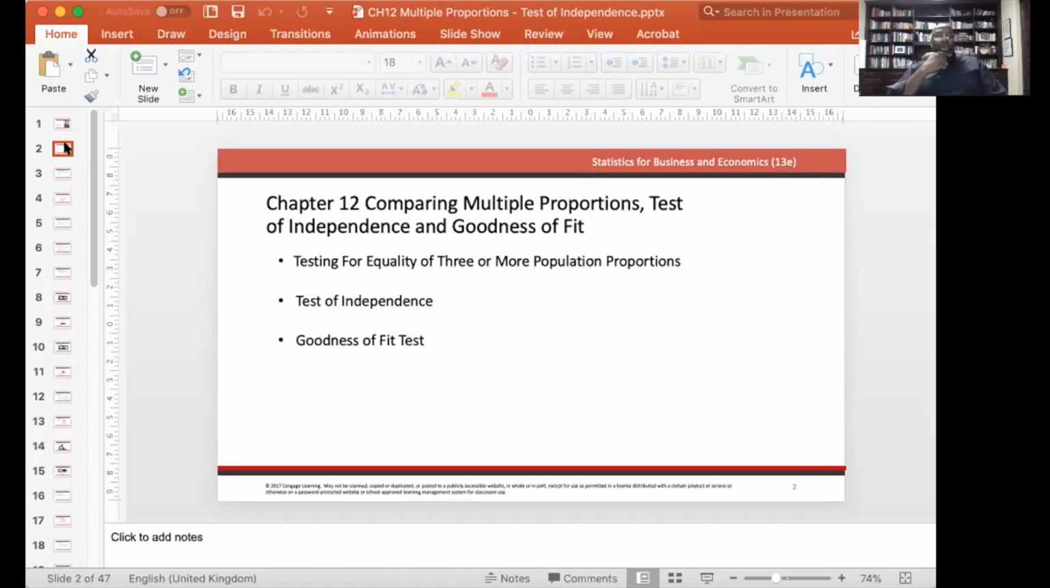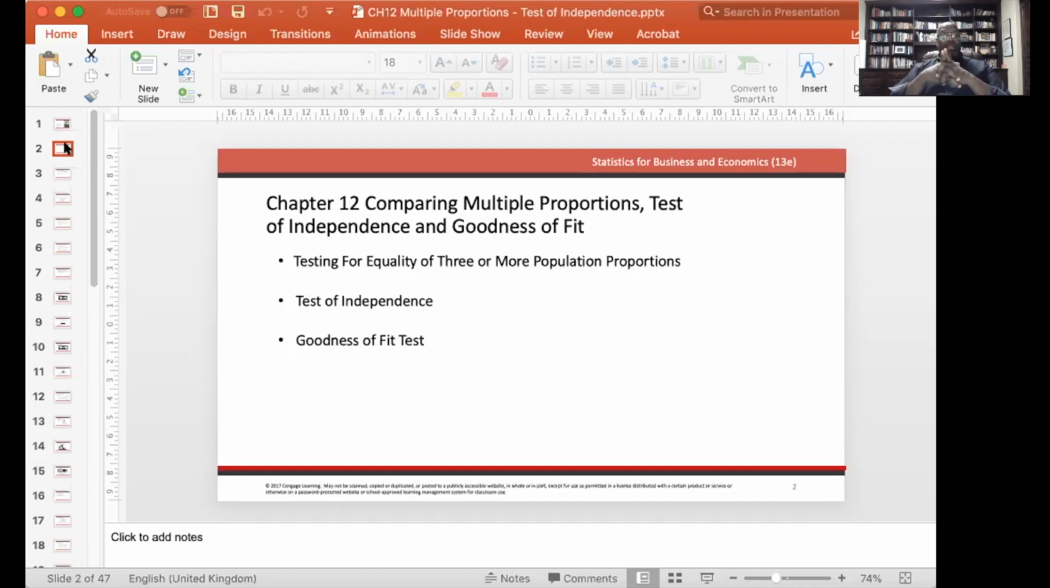The first one is testing for equality of three or more population proportions. That's a particular test. And to give you an example of that, could be something like this. The same Nova cheddar, what if it had three different markets that it was selling its cheese in? Or it could be four. It doesn't have to be three. It could hypothesize that the proportion or the market share in each of these areas are the same, or that the market share is different.